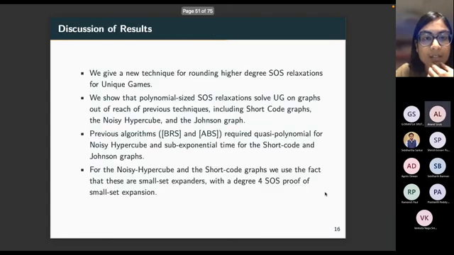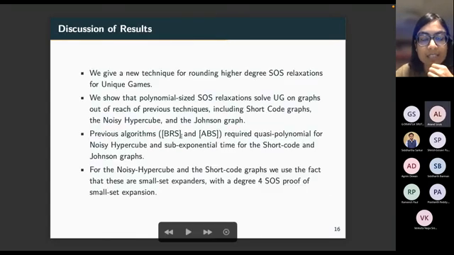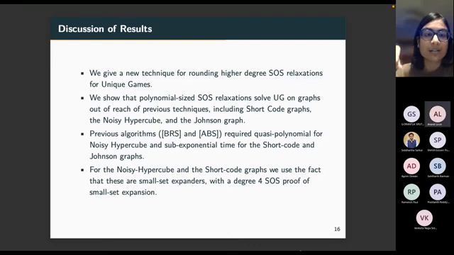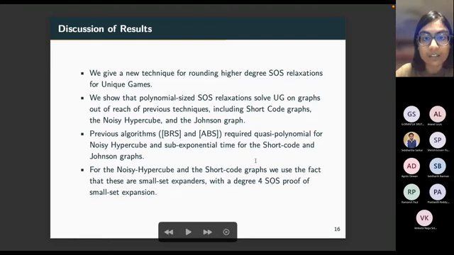So you mean solving in the regime of the unique games conjecture? Yeah, exactly. BRS would actually give a stronger guarantee on the approximation factor. It always gives, as you said, 1 minus epsilon versus 1 minus epsilon minus some nu, which is an additive constant. But it requires sub-exponential time for short code, for example, and quasi-polynomial time for noisy hypercube.